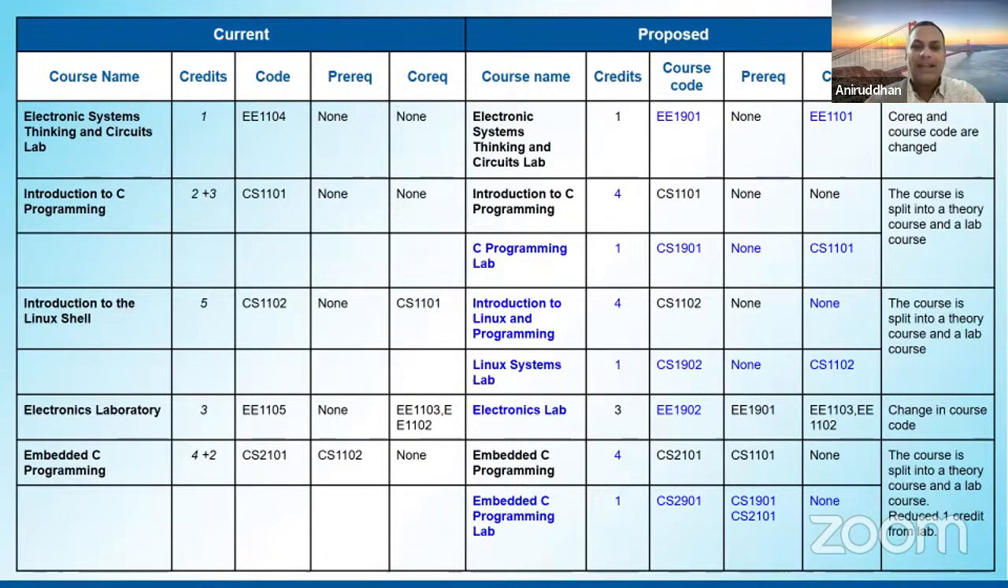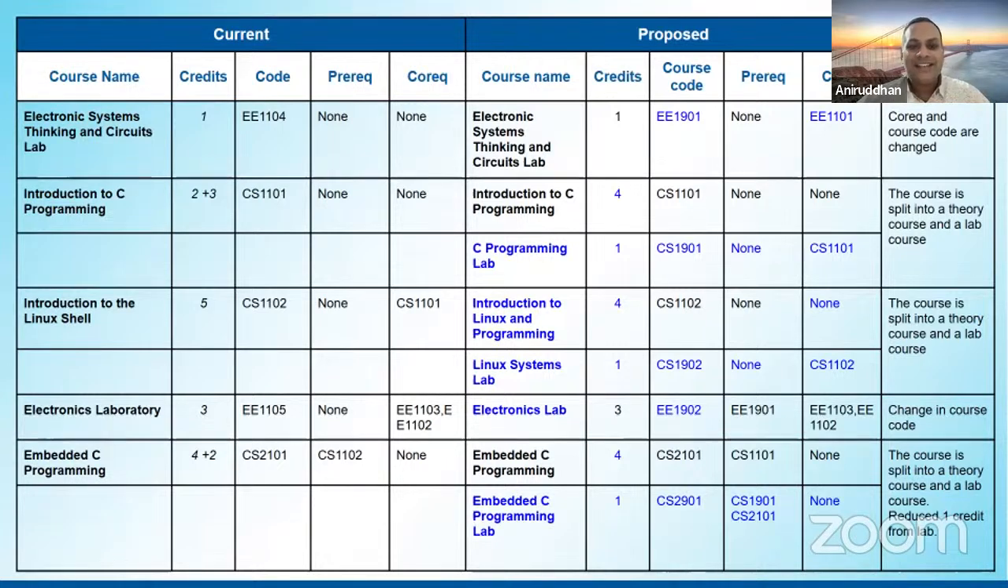The main reason we have made these changes to split into theory plus lab is to give you flexibility, because in many cases, students are having trouble grouping enough lab courses and coming to the campus to do the lab course. So you can club maybe 2 lab courses and come and do them together. You can club 3 lab courses and do them together in one term. This will give you that kind of flexibility.